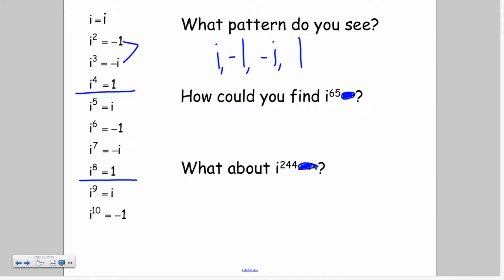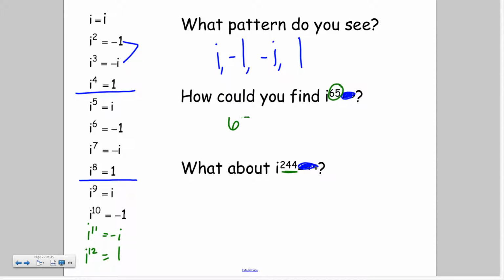All right, so if we want to find out what I to the 65th is, we don't want to sit there and do tally marks. We don't want to sit there and go, okay, we know it's a pattern, so I to the 11th, and then I to the 12th. You don't want to keep doing that, because that's just going to take a long time, especially when we get ready to do 244. So there's an easier way to do that.